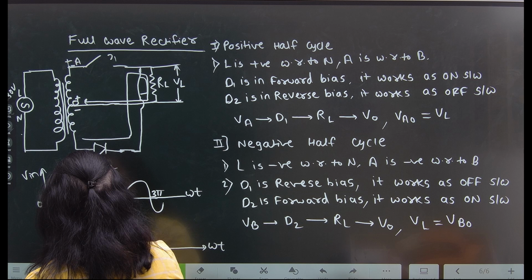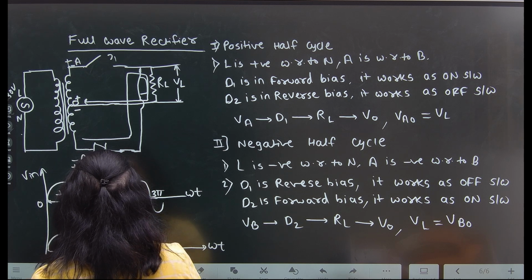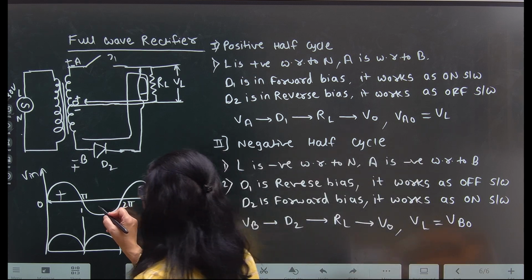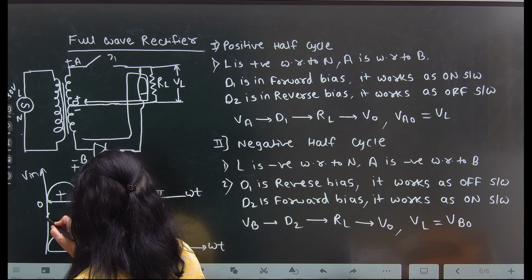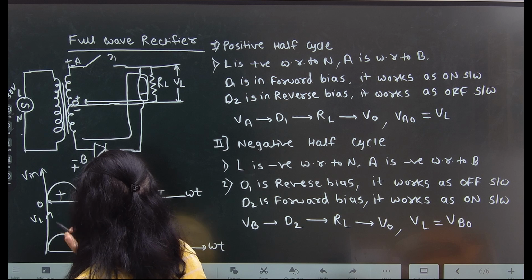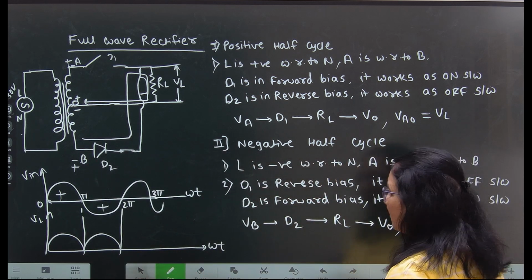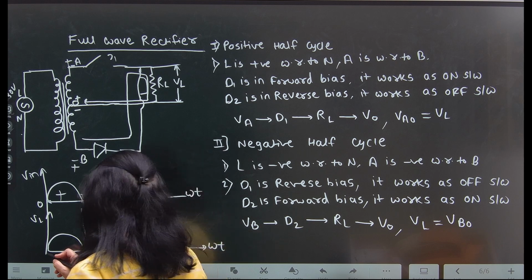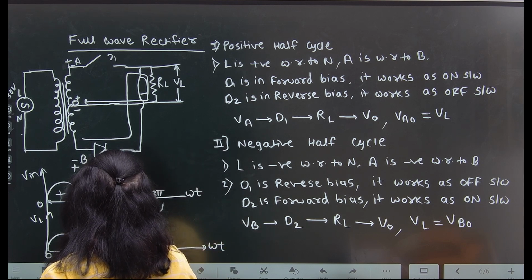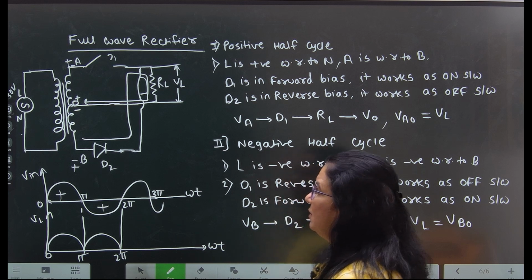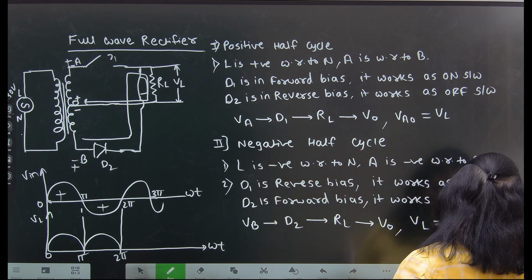So in both half cycles, we will get the output voltage in the case of a full wave rectifier, in the positive half cycle and in the negative half cycle. This one is 0 to pi and again here 2 pi. Clear? We'll see the waveform for the full wave rectifier.